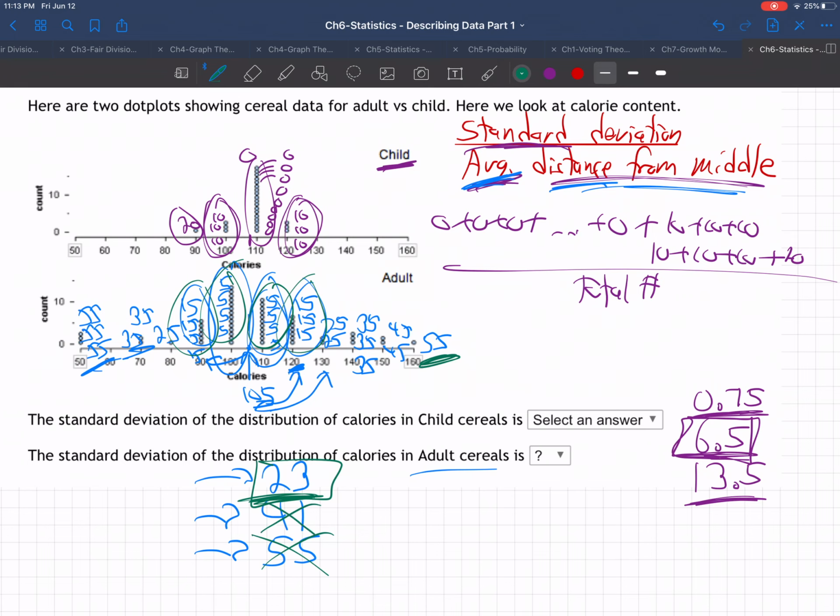And it can't be 41, because that's like about right here. That's not where the average point is from the middle. The average is right around the middle here, about 20 away. That's the average distance from the middle. That's what standard deviation is.